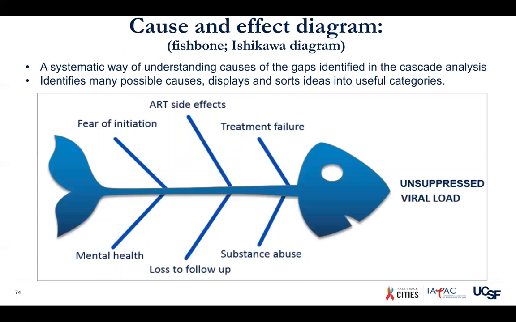Here's a simpler example focusing on viral load suppression that depicts major categories for further analysis. So again, it gives us a systematic way of understanding causes and can identify different causes that we want to focus on. So here they include fear of initiating treatment, side effects of treatment, treatment failure, and also mental health diagnoses, substance use issues, and whether patients are lost to follow-up. All of these, of course, can contribute to lack of viral load suppression. And any one of them can then become a target for improvement activities.